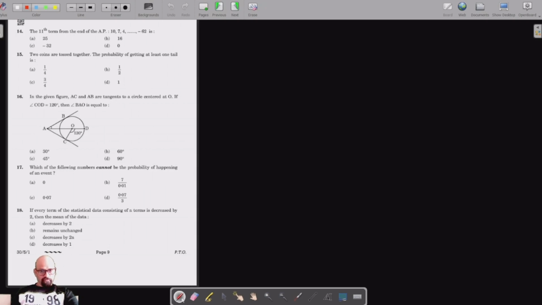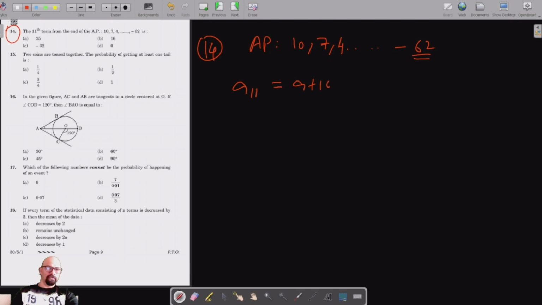Okay, for question number 14, we have to find the 11th term from the end of the AP. So the AP is 10, 7, 4, up to minus 62, and we have to find the 11th term. Most of you will use a11 equals a plus 10d, but this is wrong because this will give you the 11th term from the beginning. We have to find it from the end.